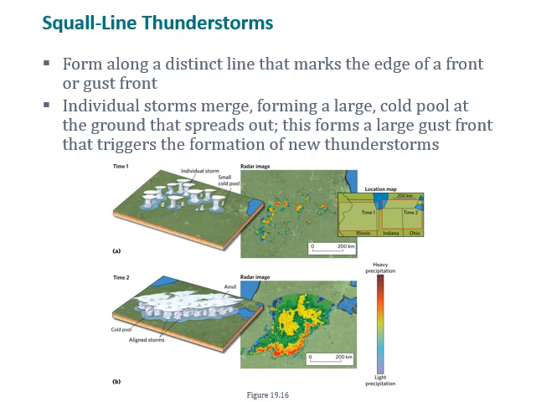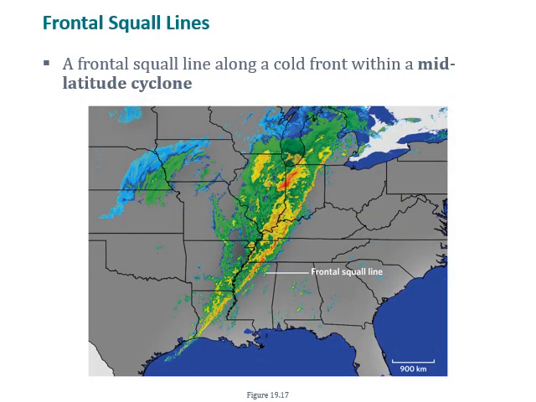So this is the development of a squall line thunderstorm in the figures below at times A and B. We see they're isolated at the beginning and coalesce at the end. This picture shows a frontal squall line along a cold front within a mid-latitude cyclone. We'll discuss mid-latitude cyclones later.